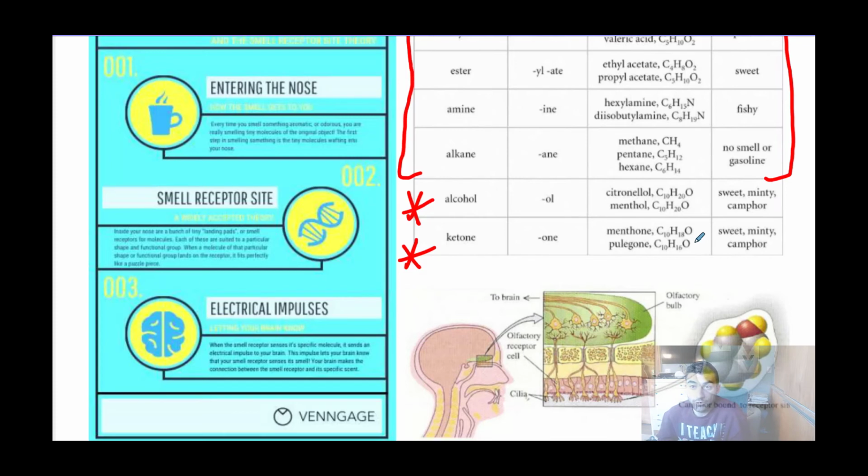And again, we continue to build upon that in chapter 8. This brings us to the end of chapter 7, but we will continue this and wrap up our smell unit with a chapter 8 review video.